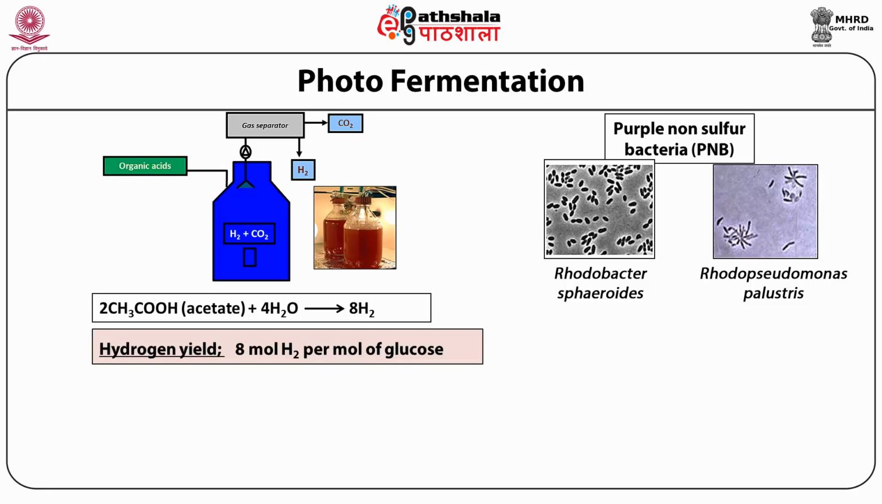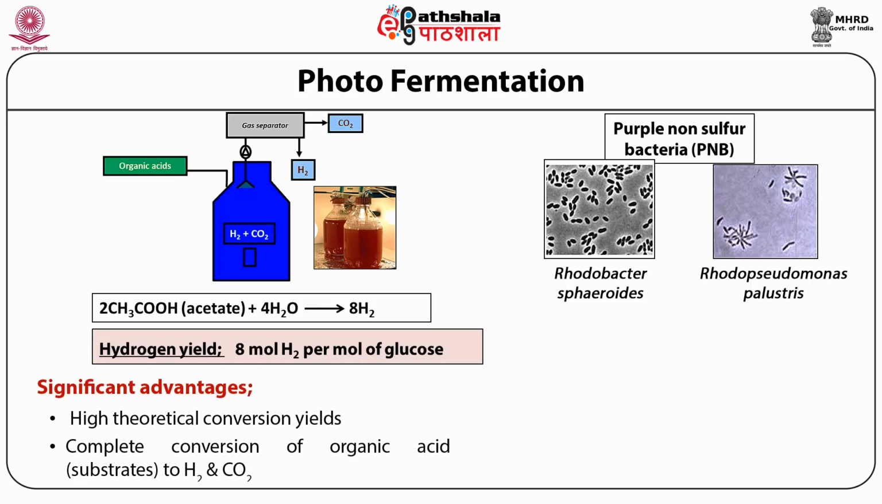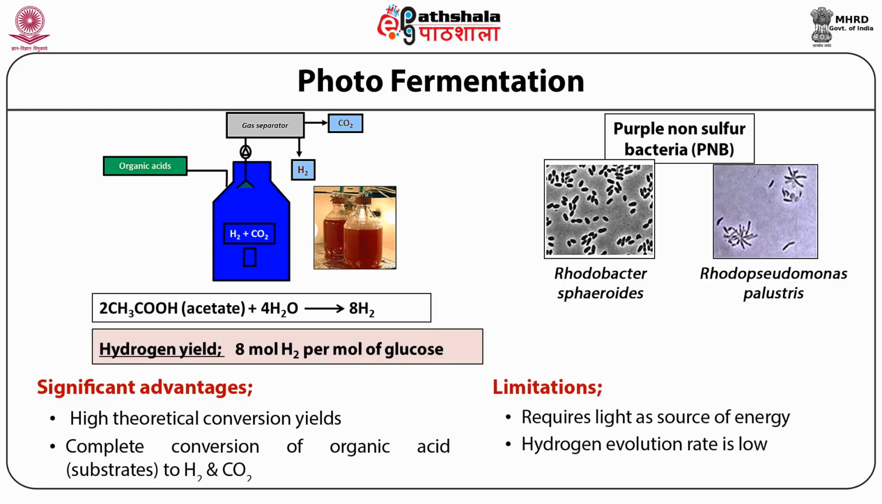So, in presence of light, in the absence of nitrogen, this process occurs in anaerobic condition where argon gas serves as the gaseous atmosphere in the headspace of the reactor, and the hydrogen is produced from organic acids such as acetic acid. The significance of this process is that the hydrogen yield efficiency is very high as compared to the dark fermentation process, and it requires light as a source of energy. But the limitation of this process is that the rate of hydrogen production is very low.